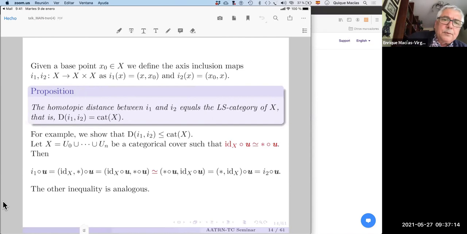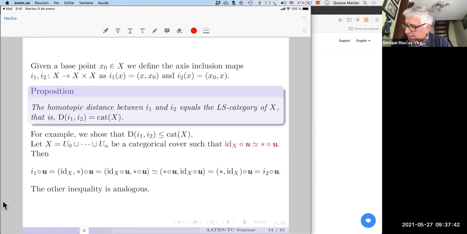And there is another result, which says that if you take a base point x0 and we take the axis inclusions I1, I2, then the distance between I1 and I2 is the category. And the proof is very easy if you use the notations and the results we had before, because the open covering satisfies this. And then you just write the map I1 as this map, and you use the homotopies, and you find the result. So proofs are very, very easy.